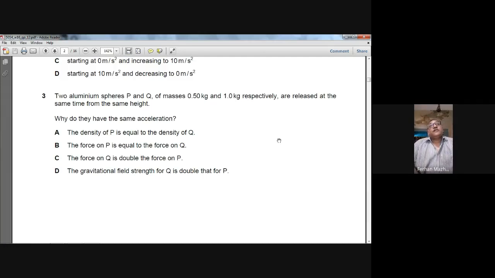The force which will be acting on Q will be 2 times larger than the force which is acting on P. The weight of Q will be 2 times larger than the weight of P, because the mass of Q is twice the mass of P. So the reason is that the force on Q is double the force on P. So C is the choice.